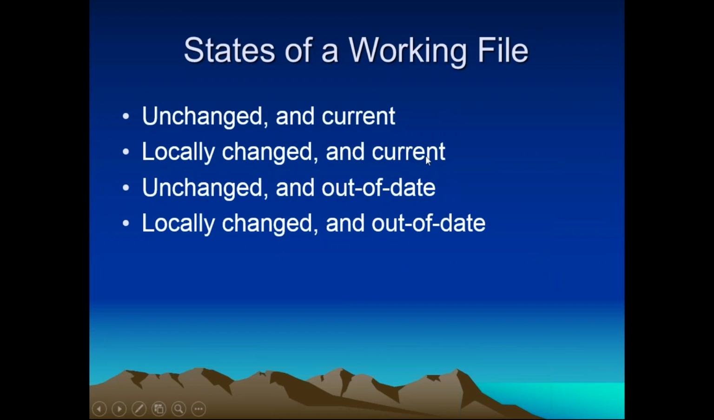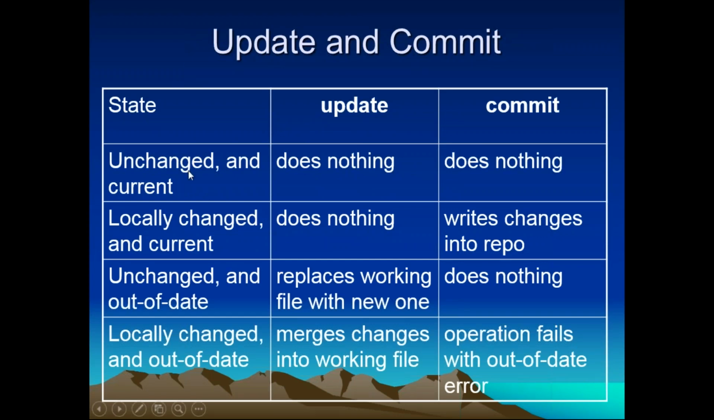State: locally changed and current. Locally modified and it is up to date with the server. Unchanged and out of date: you have not changed anything, but there is a new version in the repository, so your copy is out of date. Locally changed and out of date: yours is out of date, but you have made some changes locally. So what will happen based upon the state?